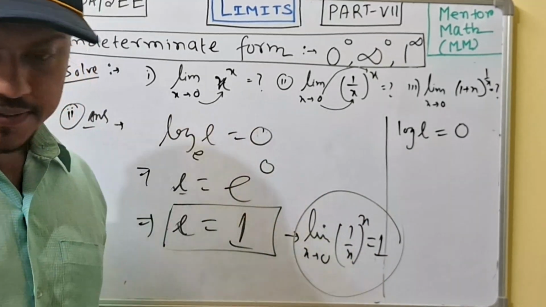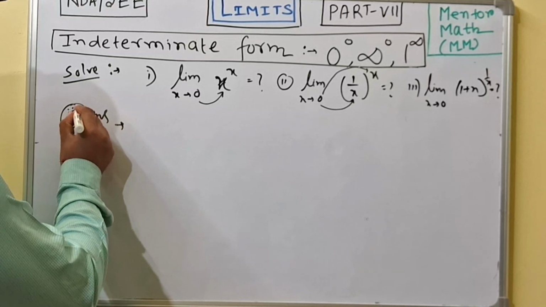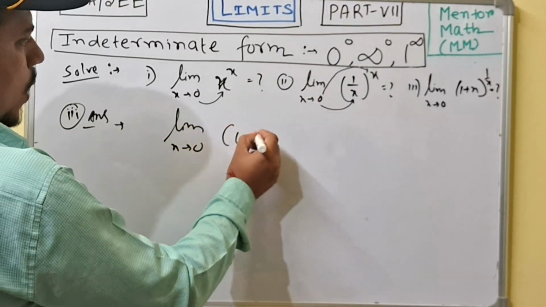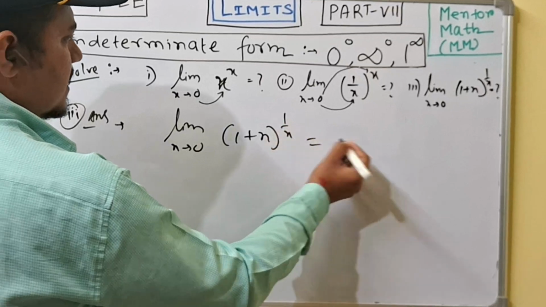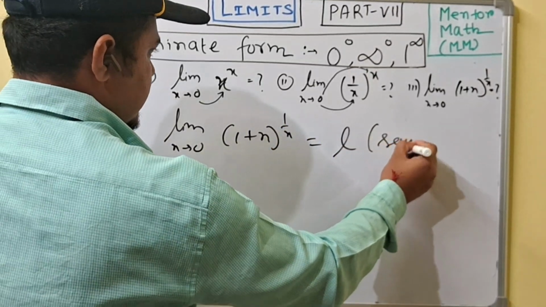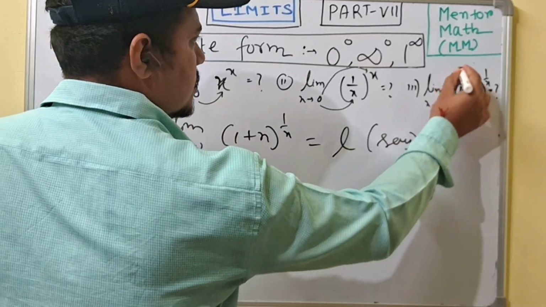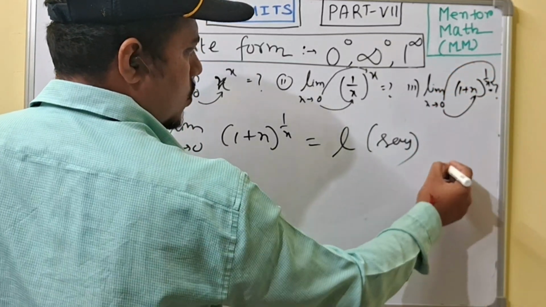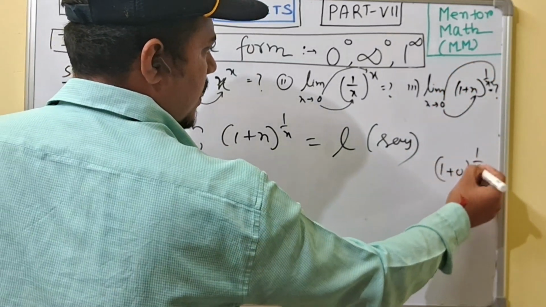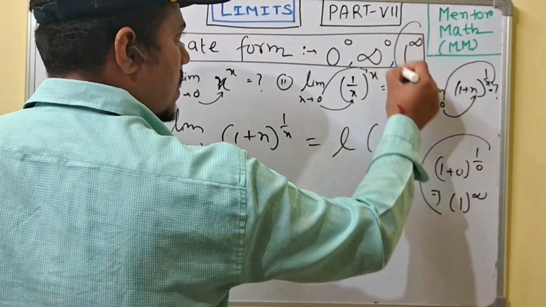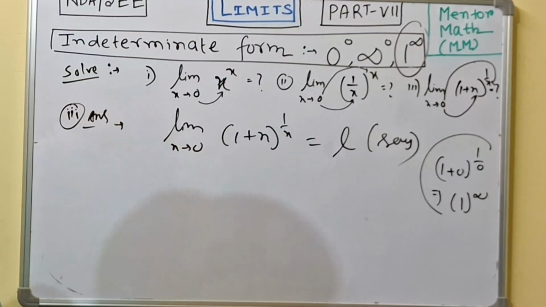Okay, copy please. Next, the third part: you have to find limit x tends to 0, (1 plus x) to the power 1 by x. Let us take that as L. If you substitute x by 0, you find (1 plus 0) to the power 1 by 0. That means the quantity becomes 1 to the power infinity.